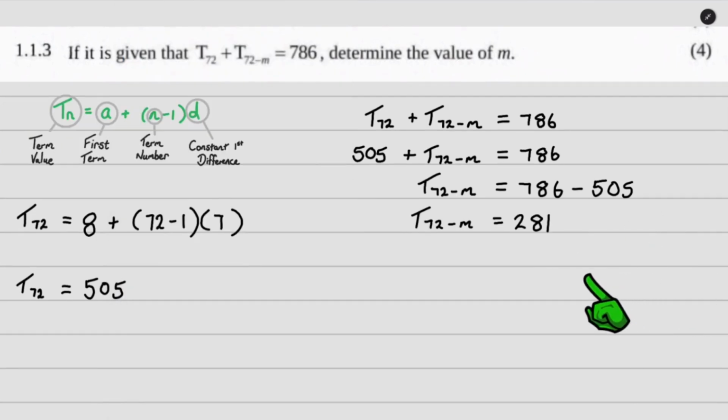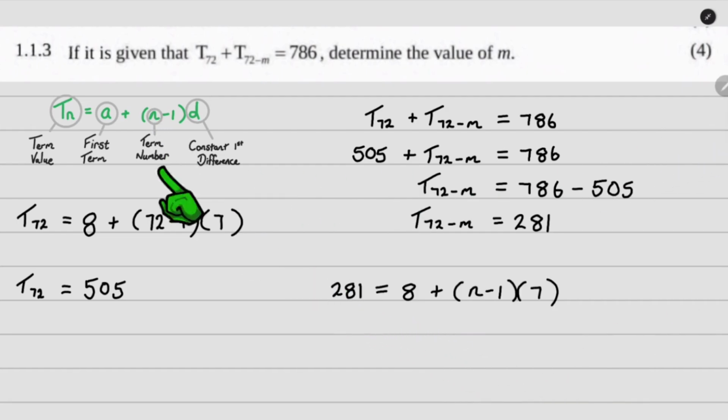Now what I'm going to do is find out what term has this value, and that will allow me to work this m out. So we're going to use the same formula from earlier, and now we know the term value is 281. So I'm going to chuck 281 in there, and I'm going to work out n.